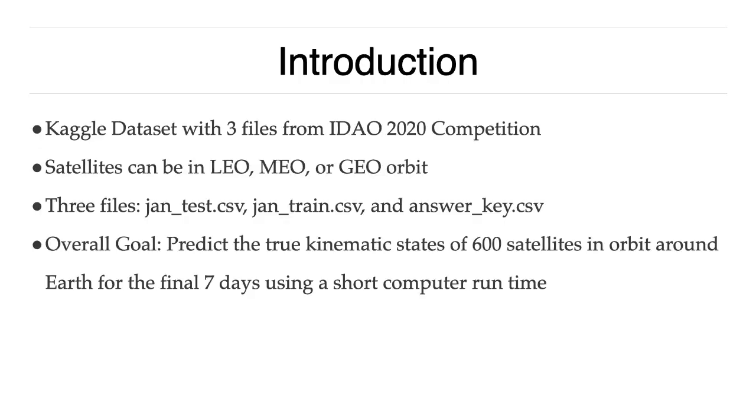So for my project, I used a Kaggle dataset with 3 files from the IDAO 2020 competition. This dataset contains data from 600 satellites that are in LEO, MEO, and GEO orbits. And the 3 files are gen-test, gen-train, and answer-key. The overall goal of the dataset is to predict the true kinematic states of 600 satellites in orbit around the Earth for the final 7 days using the shortest computer runtime.